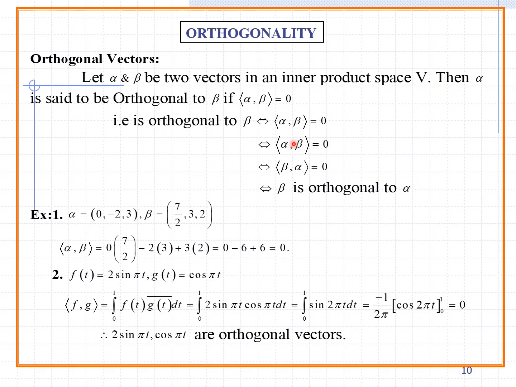Conjugate of inner product of alpha comma beta, we can write as inner product of beta comma alpha. So automatically beta is orthogonal to alpha, and alpha is orthogonal to beta. It is like a symmetry property: beta is orthogonal to alpha. Why? Because the product is 0.